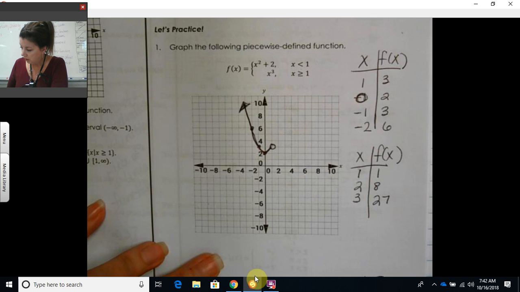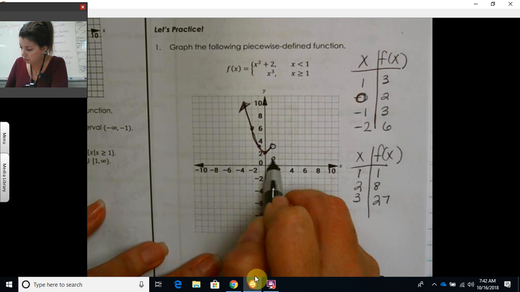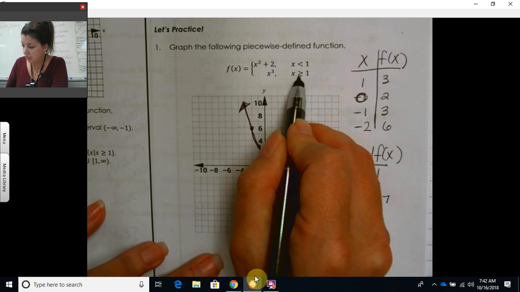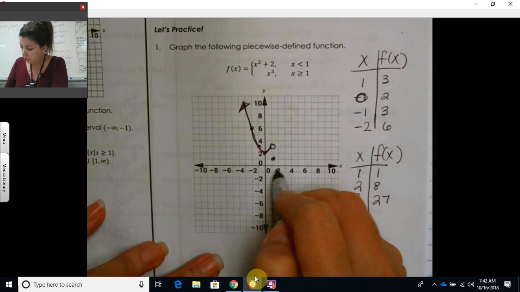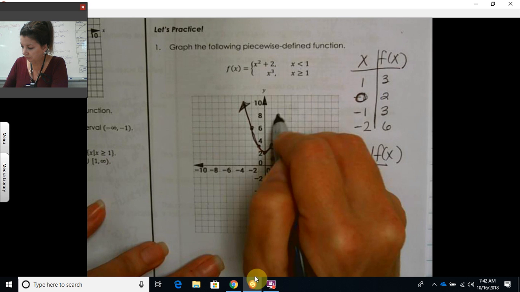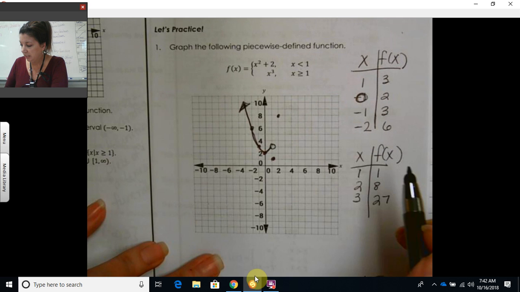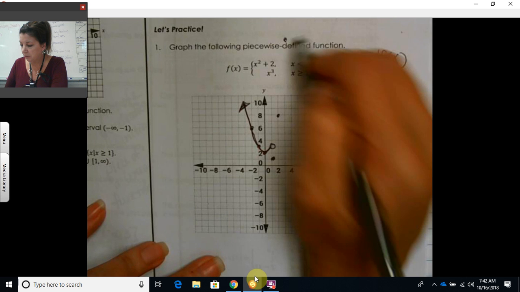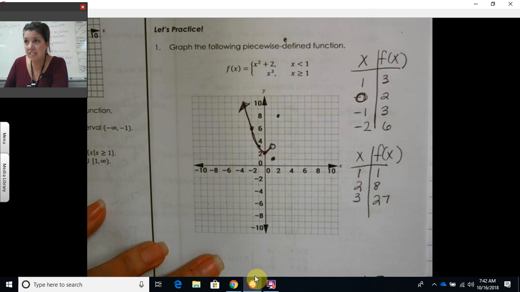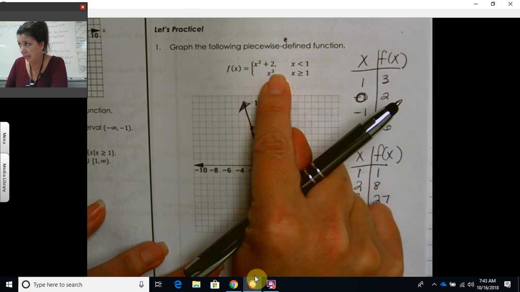So 1 comma 1, that's a closed circle because x is greater than or equal to 1. 2 comma 8. And then 3 comma 27 is way up here. Now because that is so steep, it looks like it might be a straight line. But it's not because it's cubed, okay? Only time you have a straight line is if your highest degree is a 1.